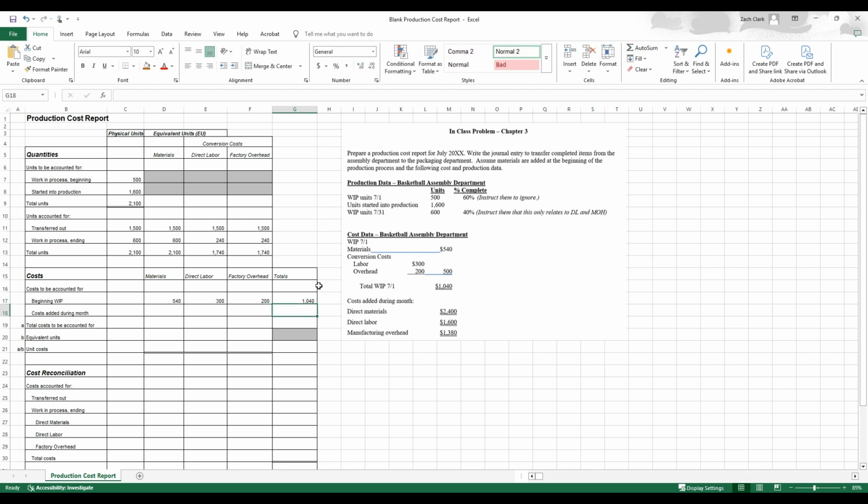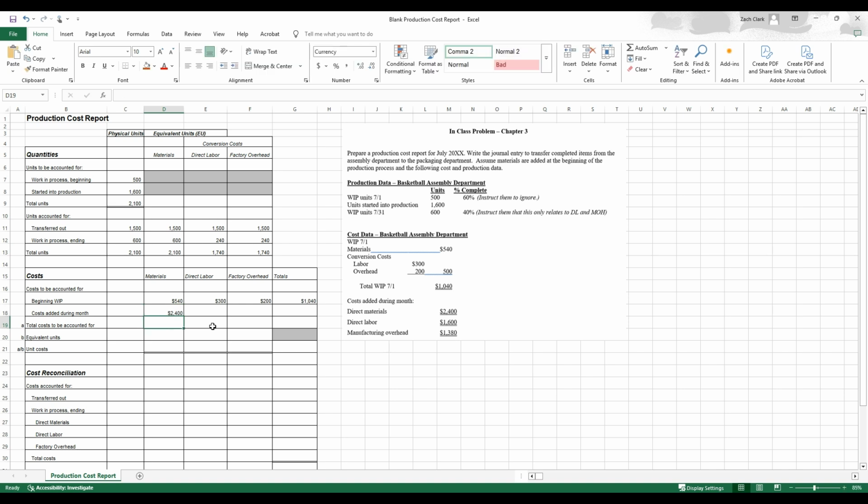And then we can just sum all those up. And I'm going to do one thing here. I'm going to put these in dollar currency format so that we can differentiate between dollars and units, because those are two different kinds of concepts here, but related. Okay, and then we can look and see cost added during the month. It tells us that as well.